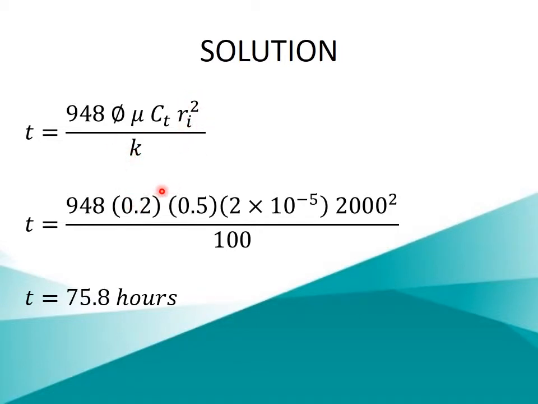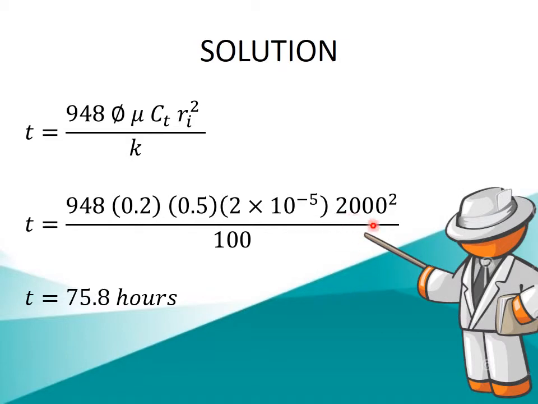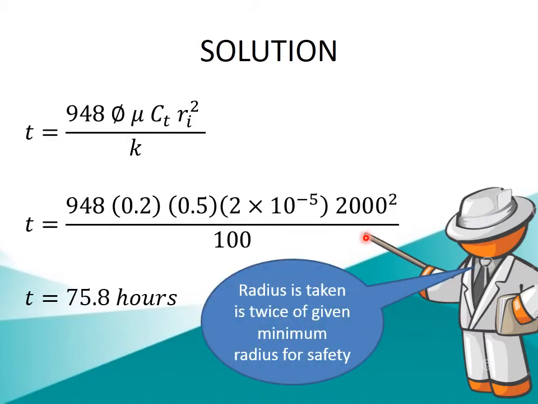So in this instance, I have chosen a radius of investigation of 2000 feet, which will give me the answer of time 75.8 hours. The reason behind me choosing 2000 feet is that I have selected a radius which is twice the given minimum radius for safety reasons.